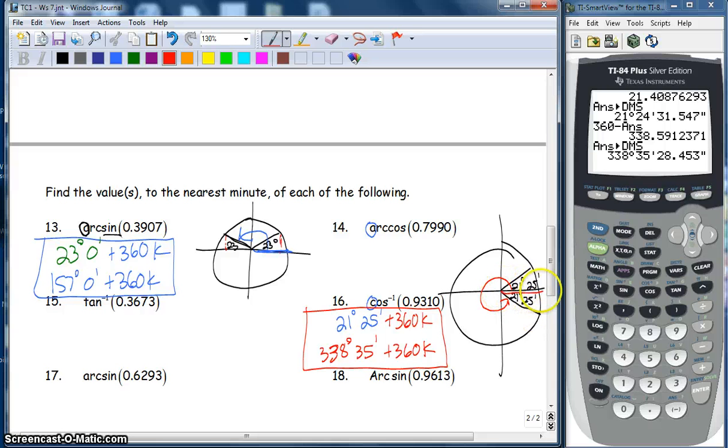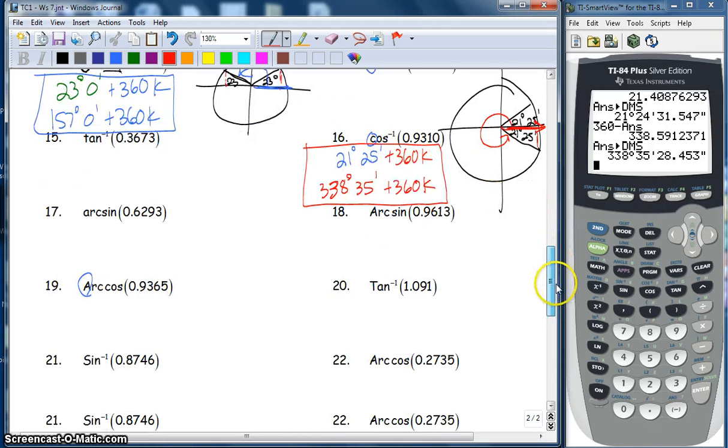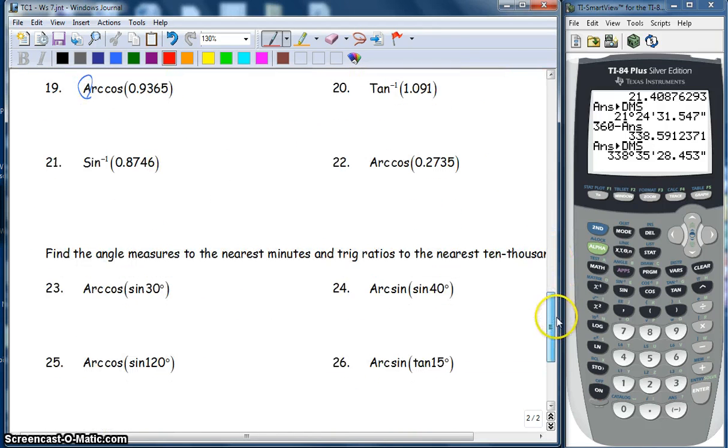So cosine is in the x direction. I need a positive x. I have a positive x down here as well with the same reference angle. They're the same distance away. So once you get that, you get the second angle, and then add your multiple revolutions either in degrees or radians. Alright, let's look at these down here because we didn't do any of these.